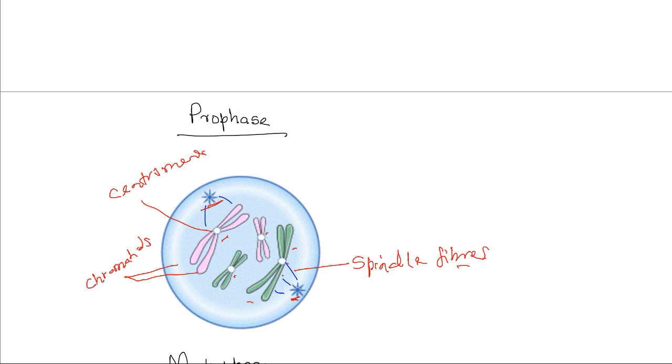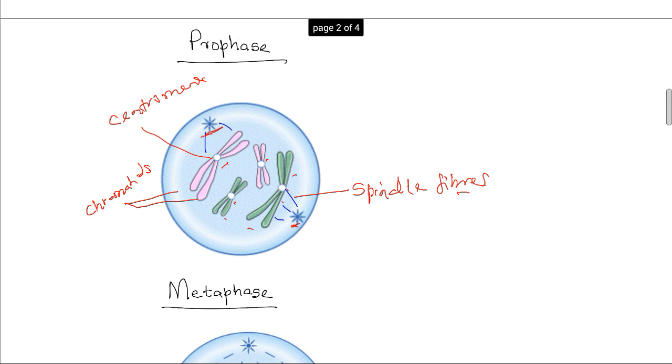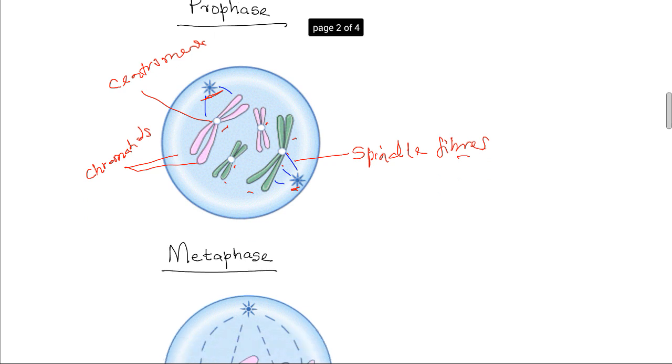Another event that takes place at prophase is that the nuclear membrane begins to break down and is completely broken down towards the end of prophase. So those are the distinctive features that occur during prophase: the shortening of the chromatids so that they now become thicker and more visible, the spindle fibers begin to form, and the centrioles having moved to the opposite poles. Then the next phase is metaphase.